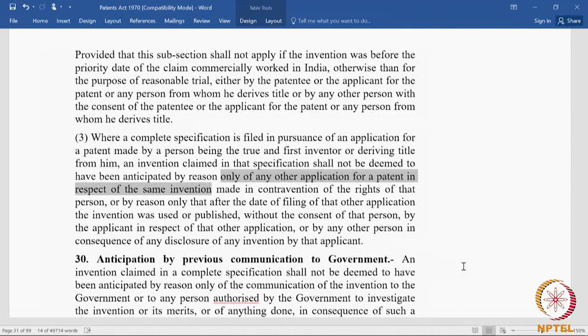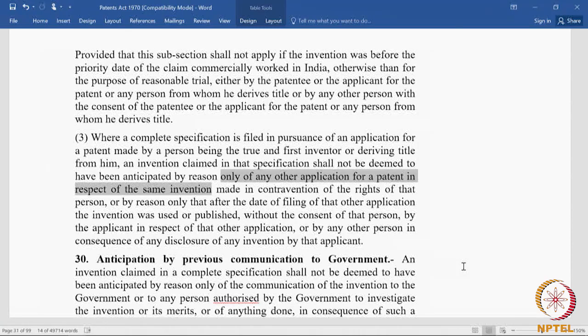29(3) can be illustrated by an example. Assume that application B is filed by a true and first inventor or an assignee or a legal representative, a person who is entitled to be an applicant under the Act. Application B is filed by a person who is entitled to file that application. Application B covers an invention. There has been an earlier application, application A, which covers the same invention, but it is not filed by the applicant, somebody else filed it.